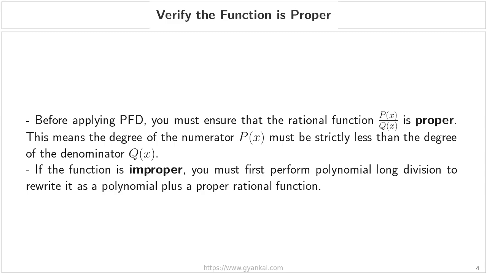If we encounter an improper rational function, we must first perform polynomial long division. This will allow us to rewrite the function as a polynomial, a regular expression with terms like 3x squared plus 2x minus 1, plus a proper rational function. This proper rational function will then be the one we can decompose using the partial fraction method we're learning. Essentially, long division helps us remove the part of the numerator that's too big relative to the denominator, leaving us with a proper rational function that we can then work with.